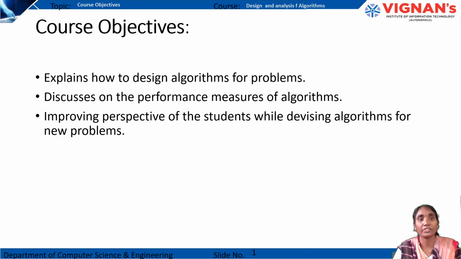My course objectives are here, as I said, the course name itself has three words: design, analysis and algorithms. Design means we have to design new algorithms. Why do we need algorithms? Because we have to find solutions for any problem. The basic need of a CSE student is to find solutions for problems, and we depict those solutions with the help of algorithms.